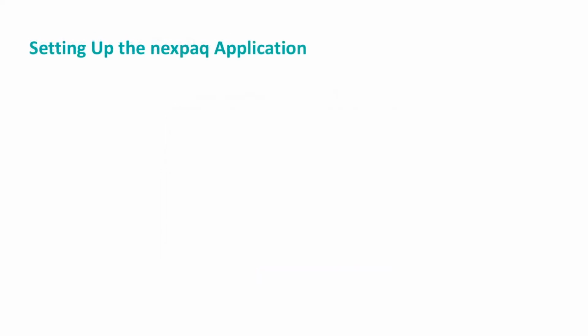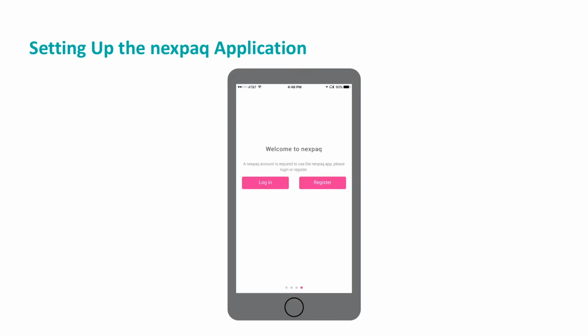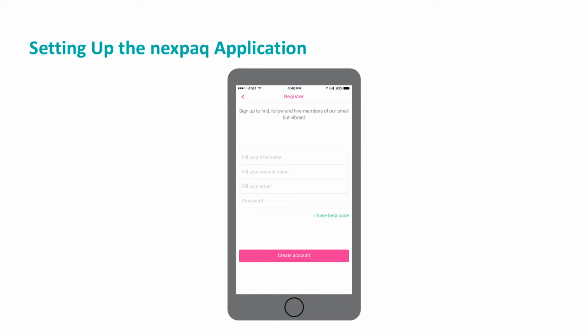Now it's time to start up the nexpaq application on your smartphone. When you start up the application for the first time, you'll be invited to create an account. All users of the nexpaq platform create an account to keep track of their modules and to provide connectivity to the nexpaq web presence. Touch the Register button and fill in the requested information. When all the blanks are filled in, touch Create Account, and you're all set.